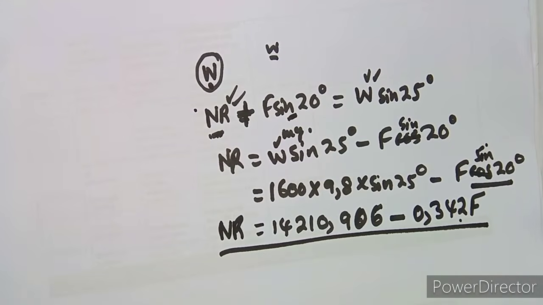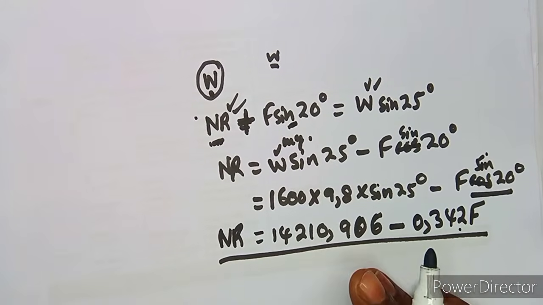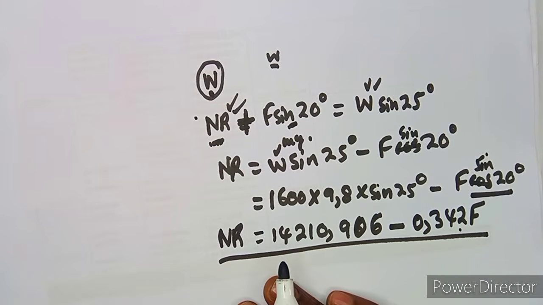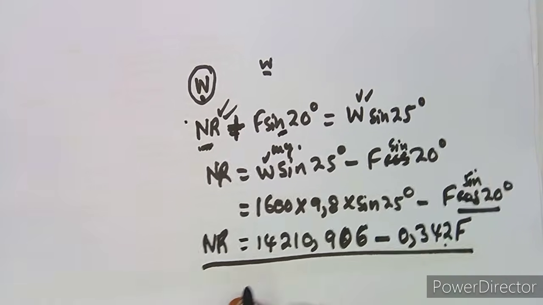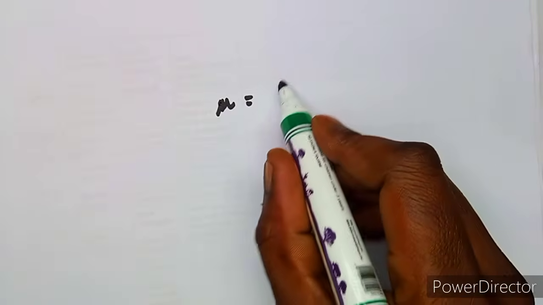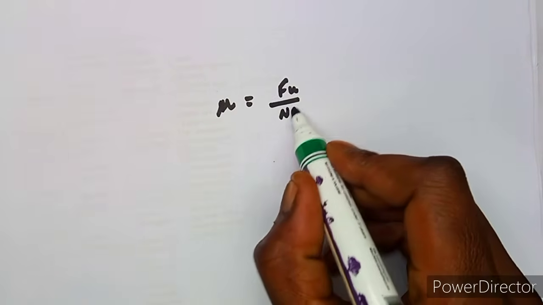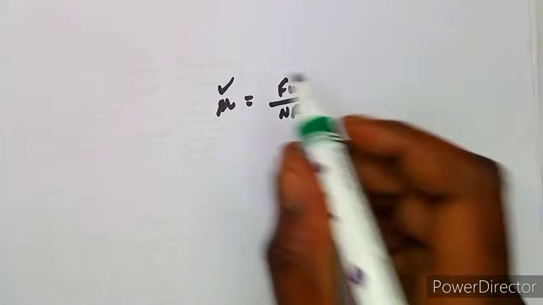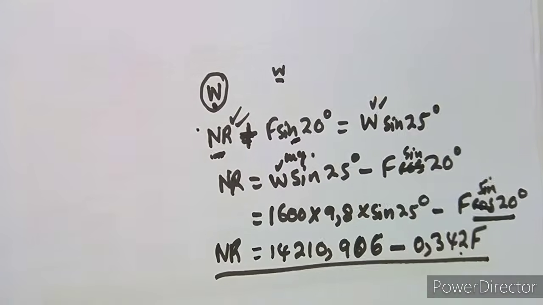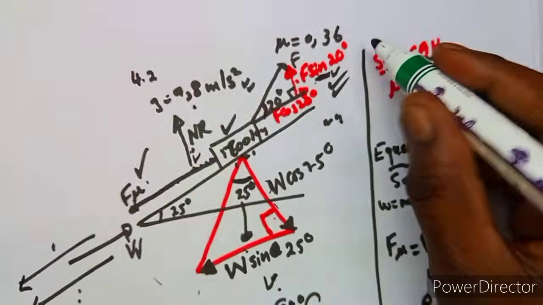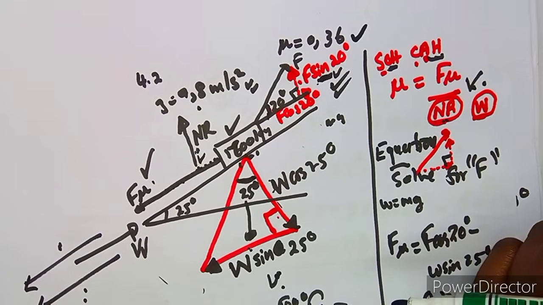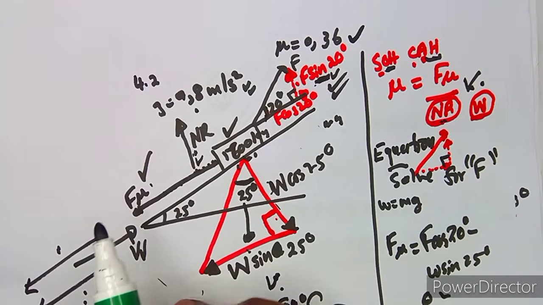All right, now it makes sense. Now it makes a lot of sense, because we are just going to substitute into the formula now to find f, because we know that this is equivalent to the frictional force over the normal reaction, which is the coefficient of friction. We are given as 0.36. Remember, we talked about the coefficient of friction here, which was actually 0.36.